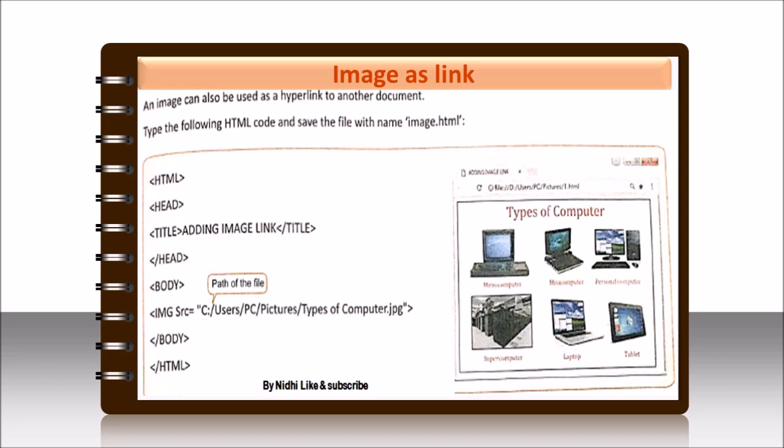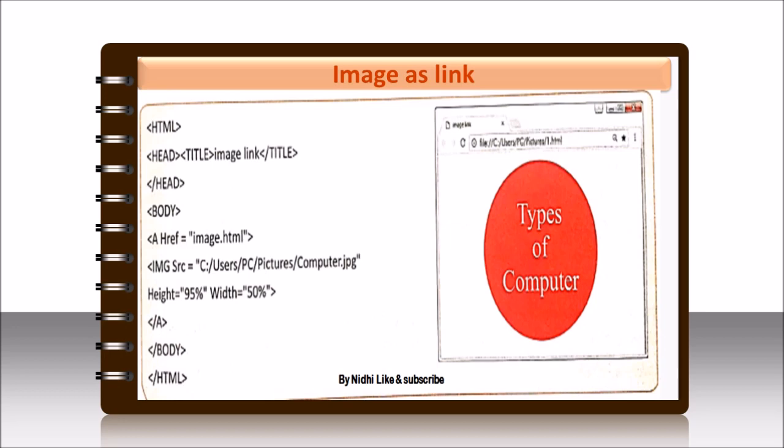and image. Like this we can insert an image, but if you want to put an image as a link, for that you have to follow this syntax. So href, and then you have to give the name of the page where you want to move with that particular link. In the place of text we are putting an image here, that is types of computer. This is an image name, so computer.jpg is the path of the image.